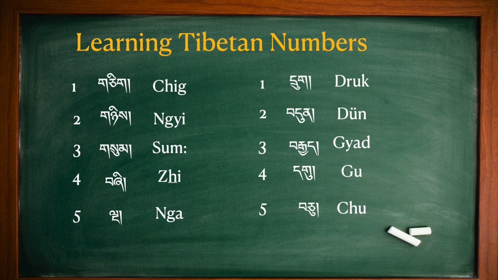6 is tuk. 7 is dun. 8 is ge. 9 is gu. 10 is chu. So let me read from 1 to 10 once again in Tibetan. Chik, ni, sum, shi, nga, tuk, dun, ge, gu, chu. And let's not forget the 0, that is lekor, lekor.